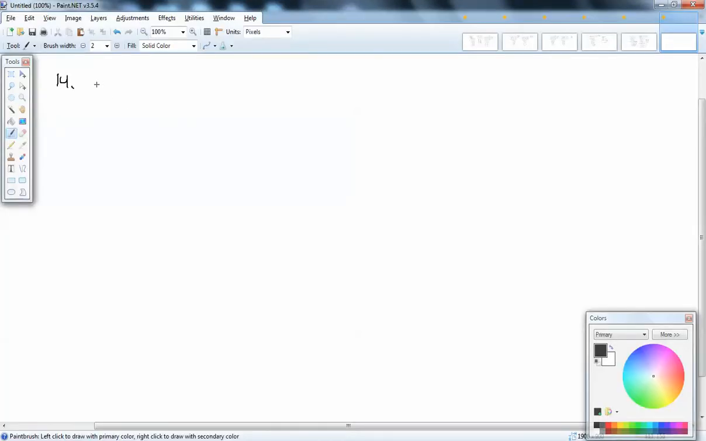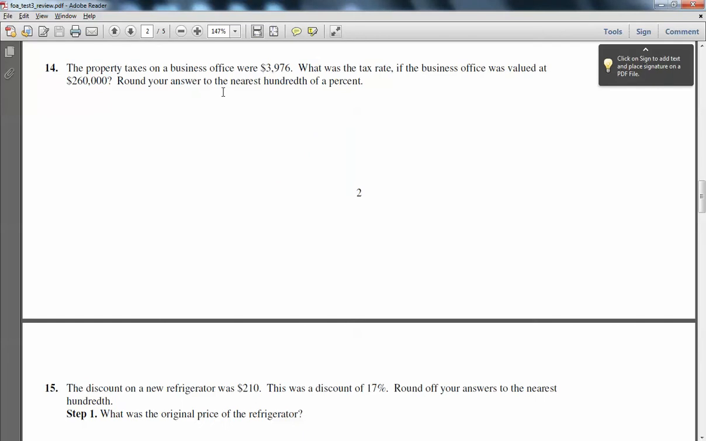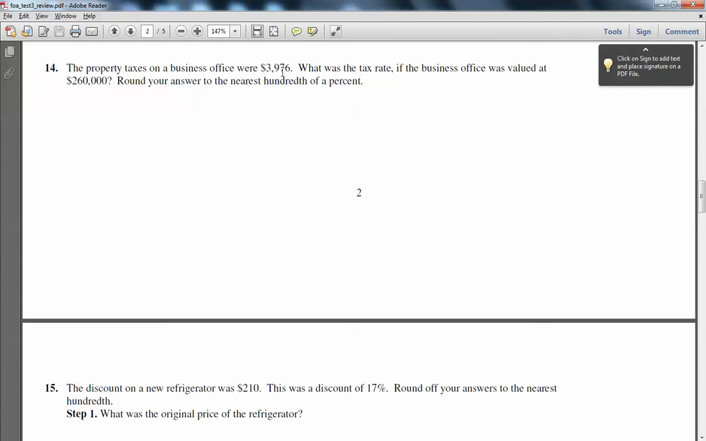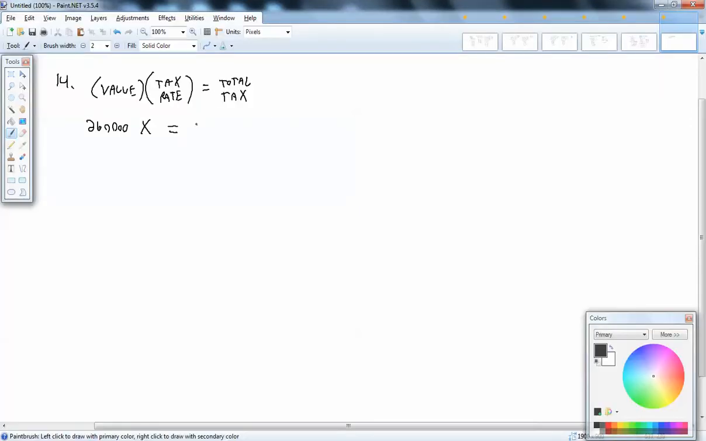Okay, so we got our value. Thinking of the formula now, we take our value times the tax rate, and that is going to give us our total tax. So let's see what they give us. The business office was valued at $260,000. So I have $260,000. The tax rate is what we're trying to find, so that's going to be our x. And total tax is $3,976.